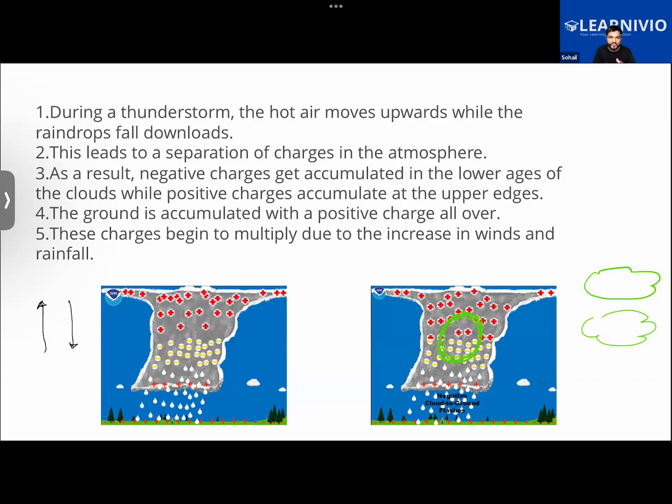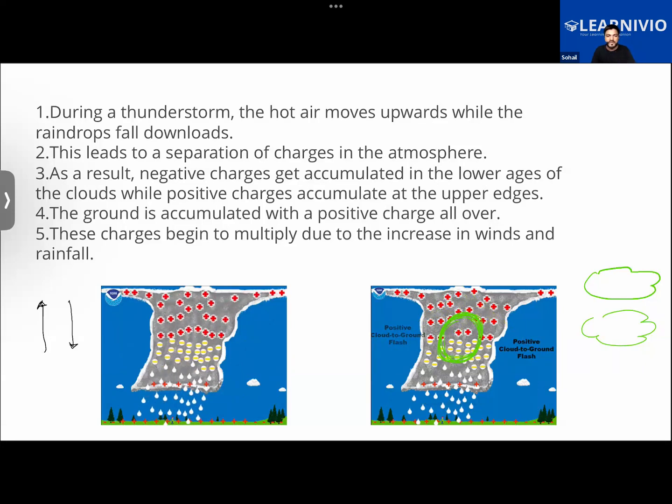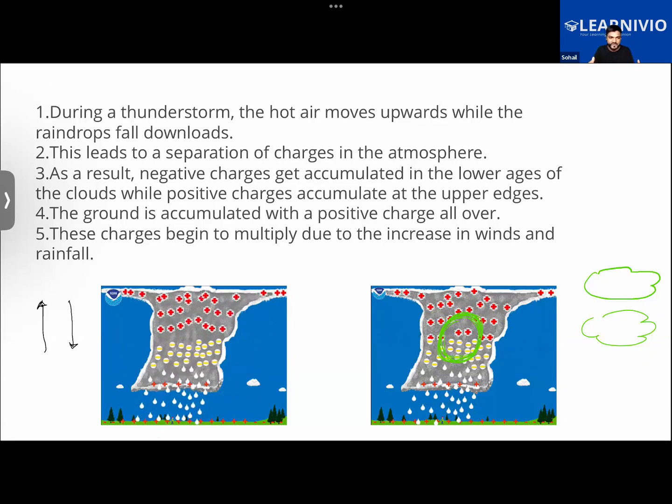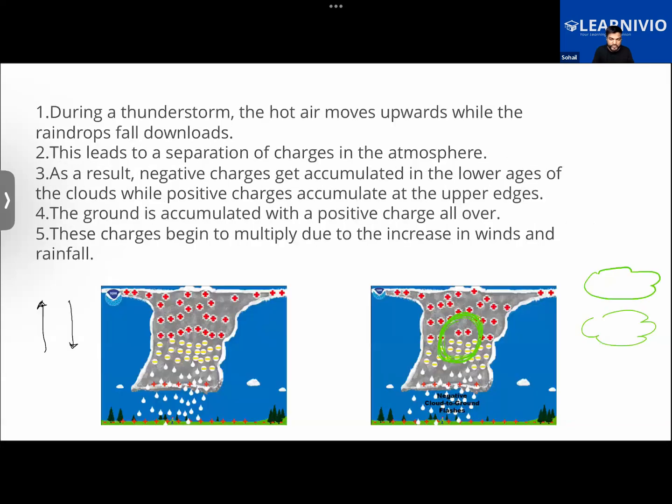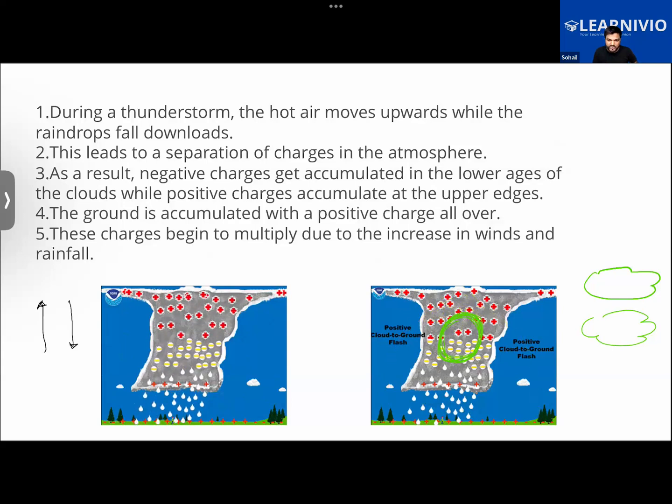It is happening due to the friction between the hot air and the raindrops. And furthermore, if the wind speed increases, the magnitude of charges increases. There comes a time when the magnitude of the charge increases too much. Although we know that air is a bad conductor, it is unable to restrict the flow of electric charge after some time, because the magnitude of charge generated is too much for it to hold. So we had learned about these things.